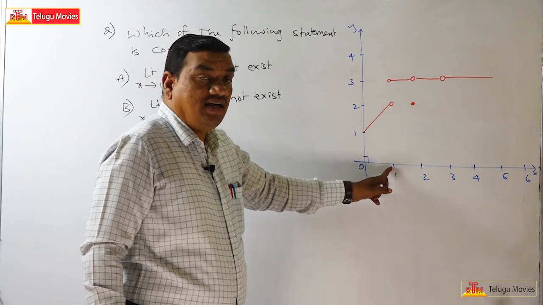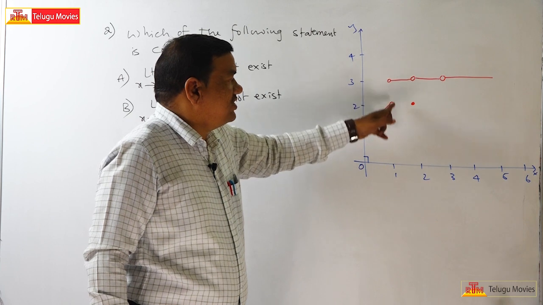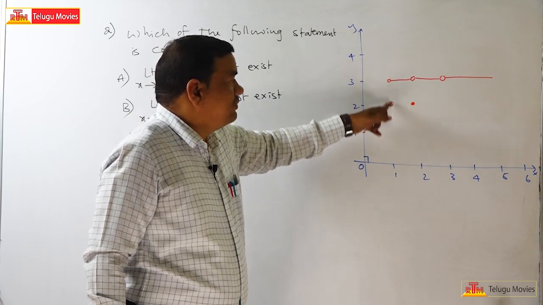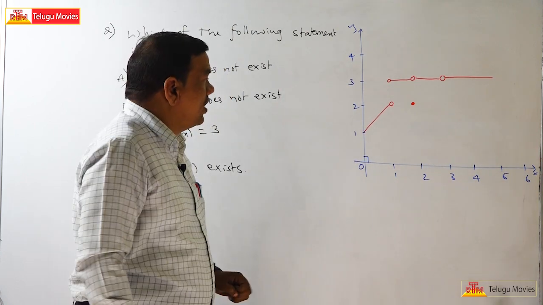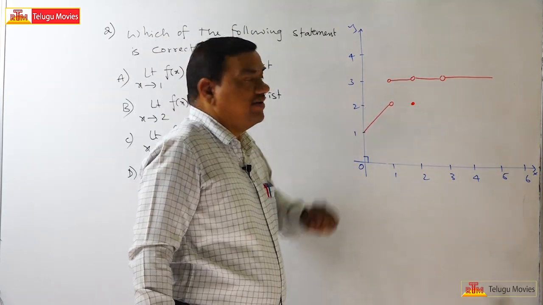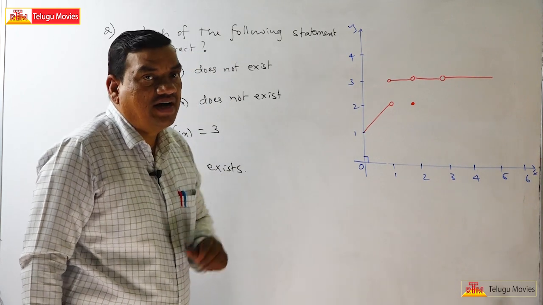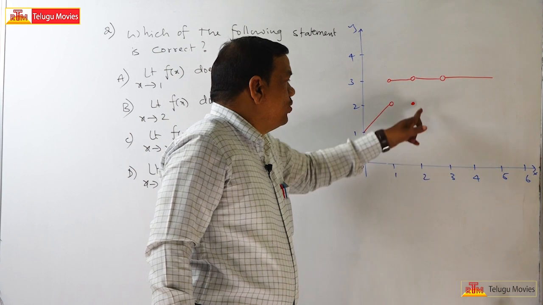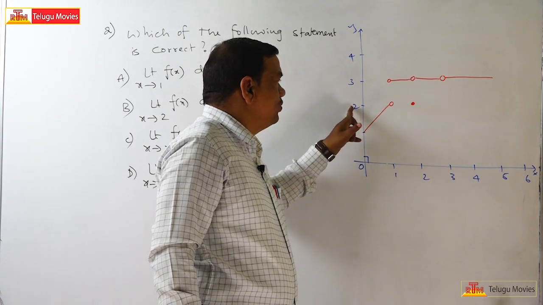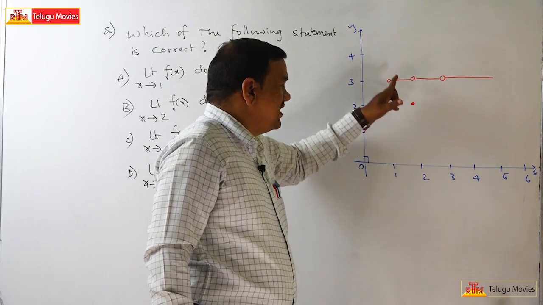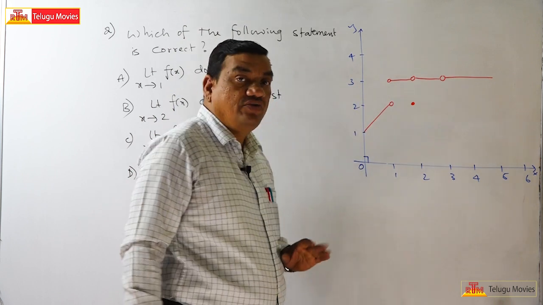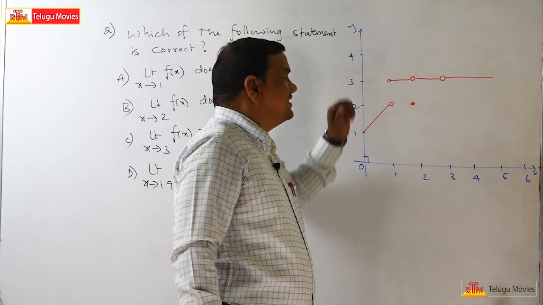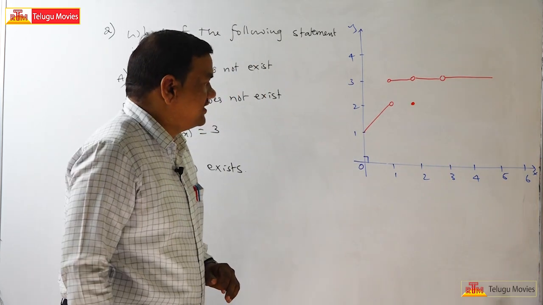At exactly x equal to 1, the function is not defined. So this means a gap. From 1 to 2, the function is defined as 3, that means the functional value is 3. But exactly at 2, the functional value is 2. And from 2 to 3, the function is defined as 3.